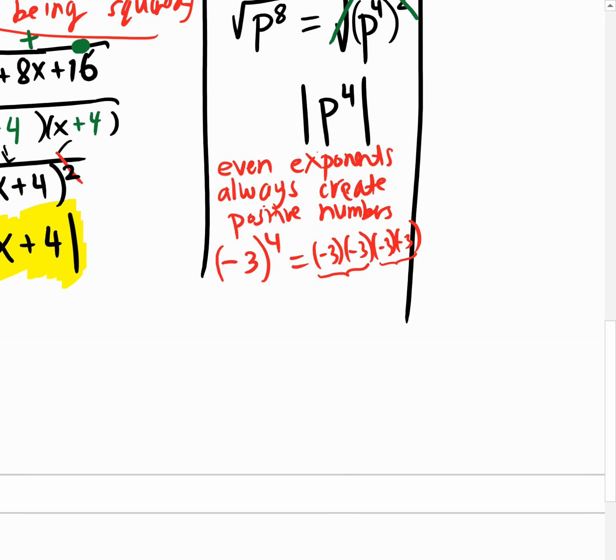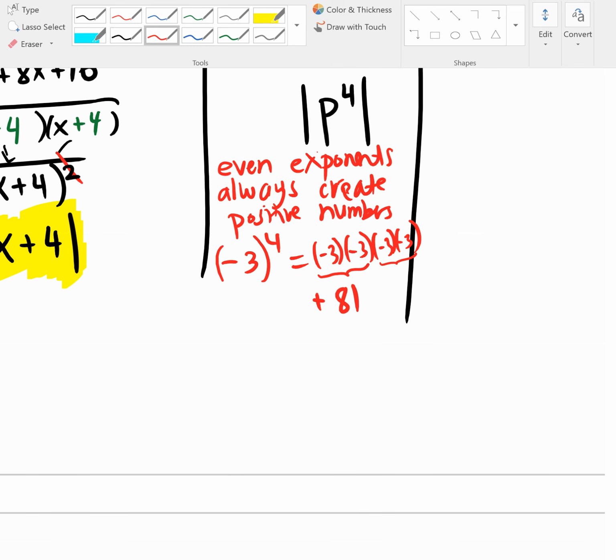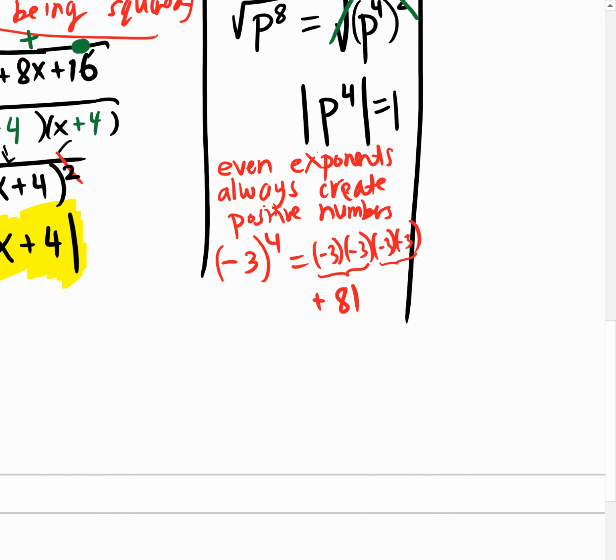So I guess when you have an even exponent, there's an even number of negatives, so every pair of them cancels the negatives. So you end up with a positive number. For that reason, in this one, we're able to get rid of the absolute values. It's really just p to the 4th, because p to the 4th is always positive. Anything to an even power is always positive.